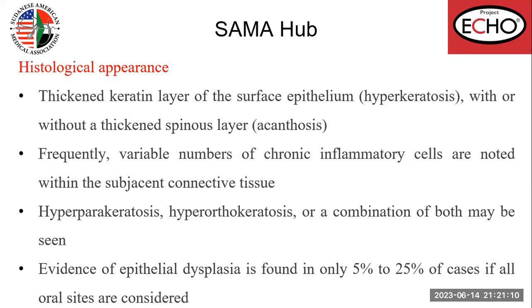Evidence of epithelial dysplasia is found in only 5% to 25% of cases of leukoplakia if we consider all the oral sites together. But in my opinion, 25% of the cases is quite high. So a quarter of the cases that we can see with leukoplakia can actually become cancer. So this is quite high.